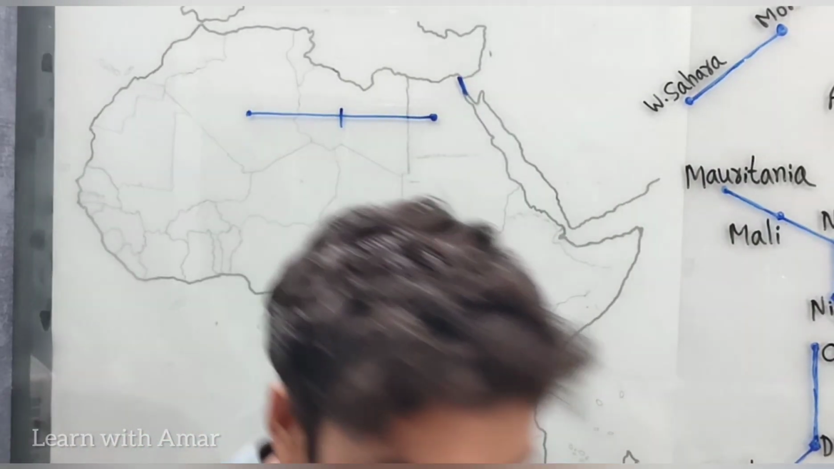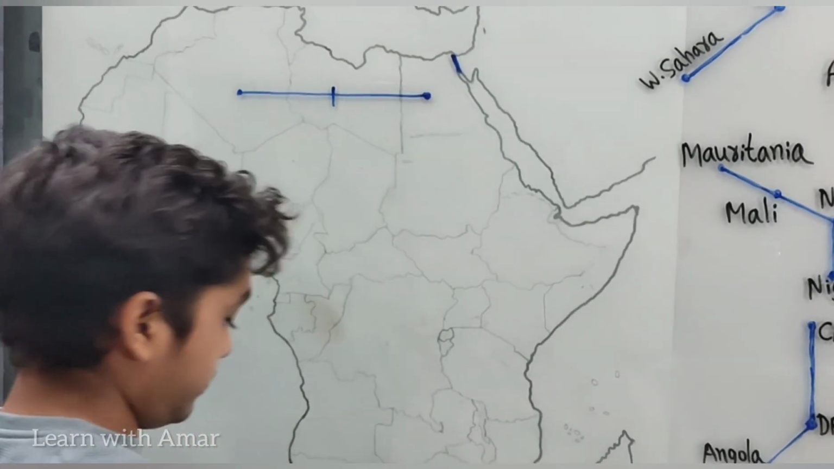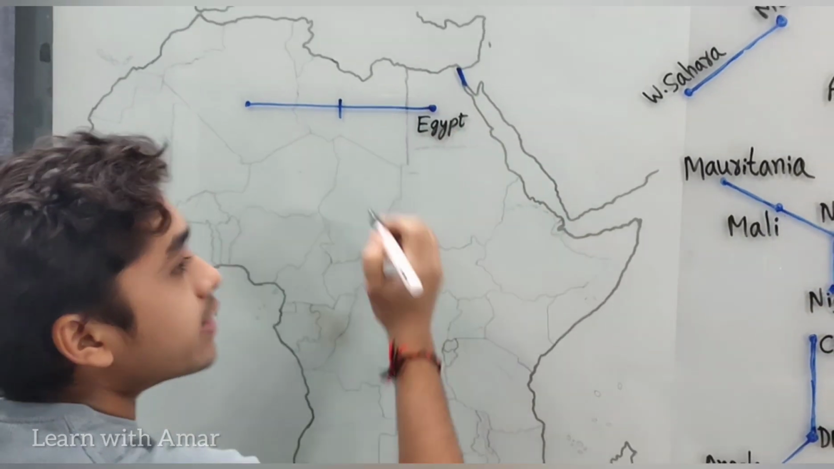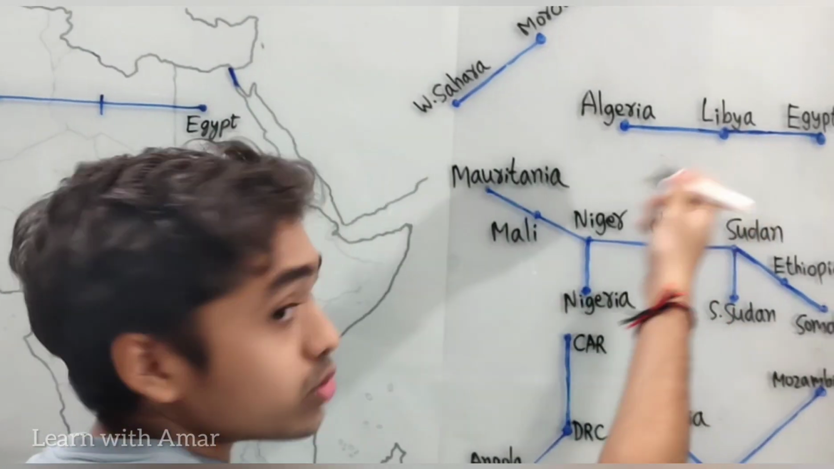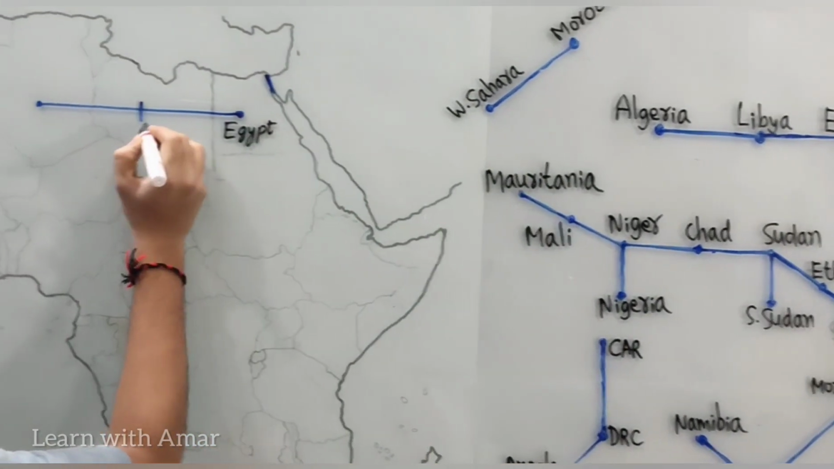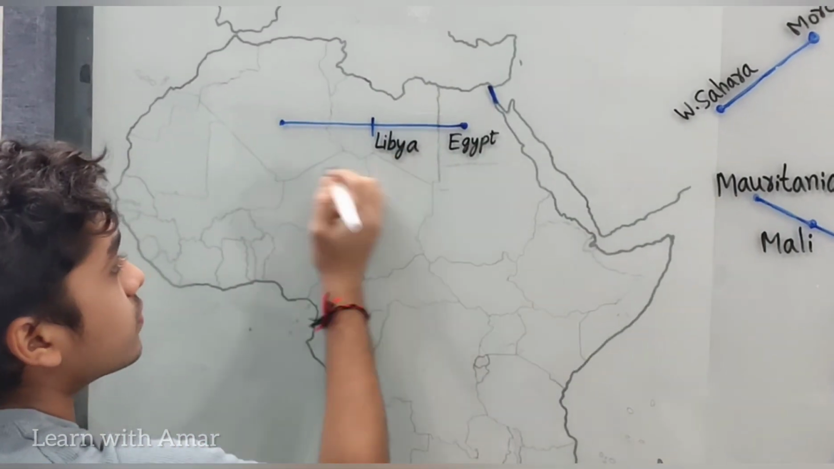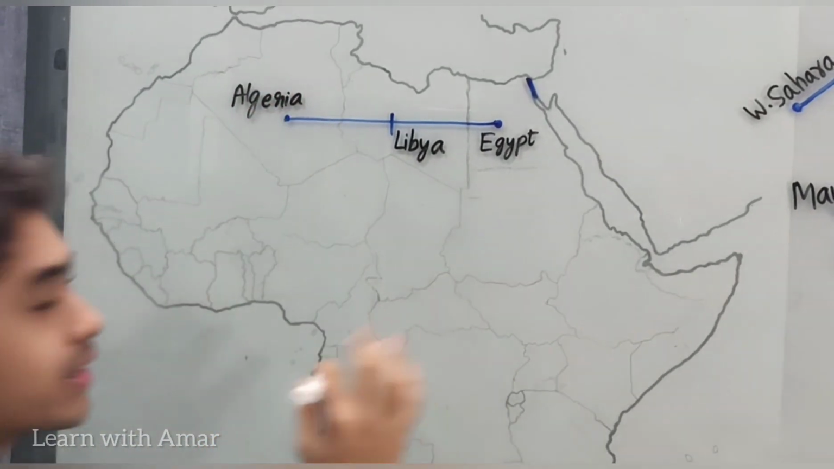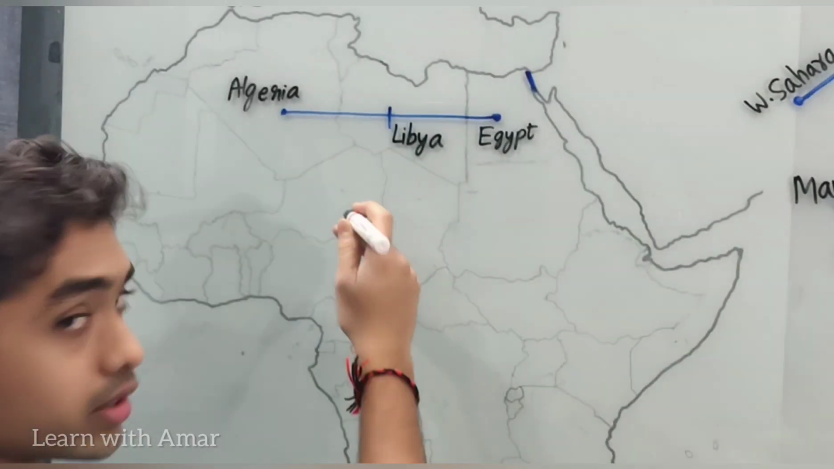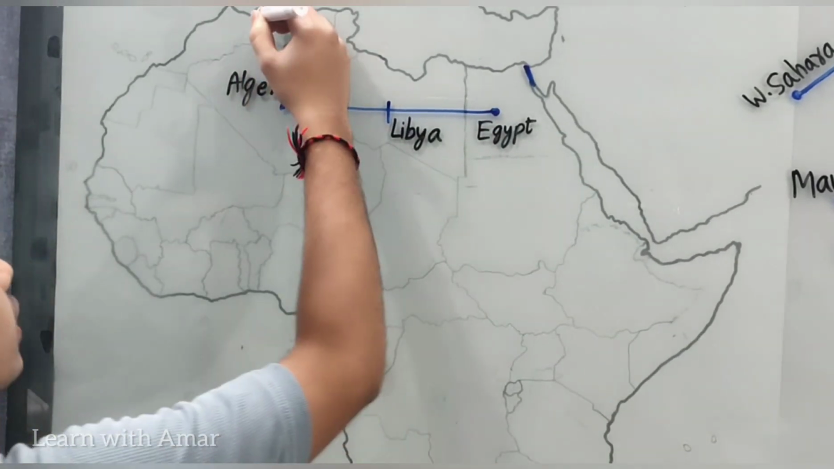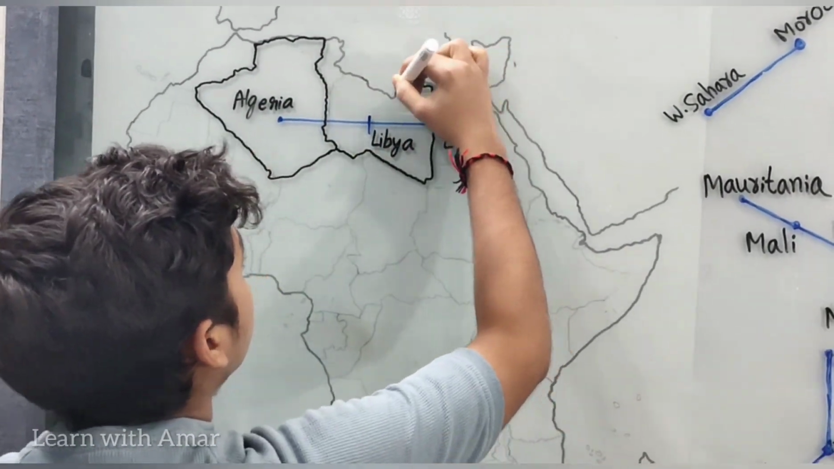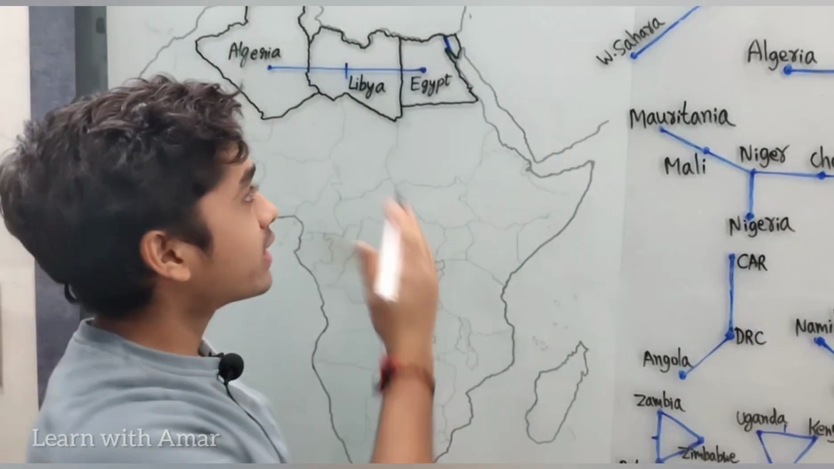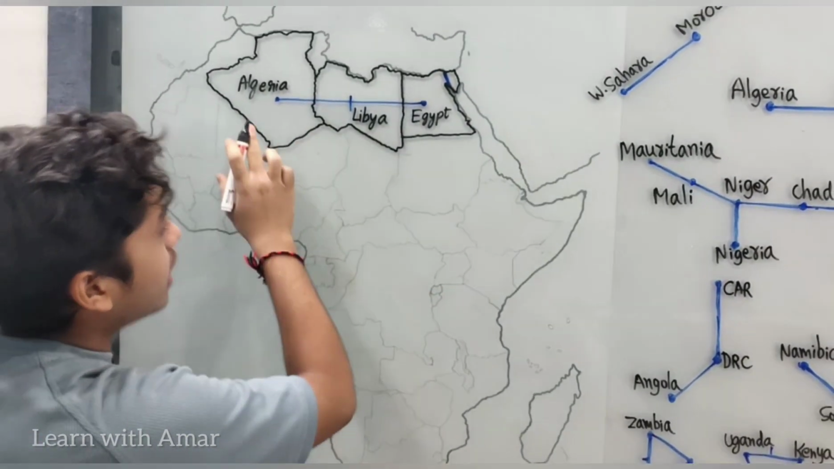So if Egypt is here, then automatically the remaining 2 countries of the stick figure will get fixed here. So this is Libya and this is Algeria. Right, get the hang of it. So these 2 are the locations of these 2 countries. You can see that the borders are already drawn, but I am just drawing them again so that you get a clarity of what we've covered. Okay, so these are Algeria, Libya and Egypt.